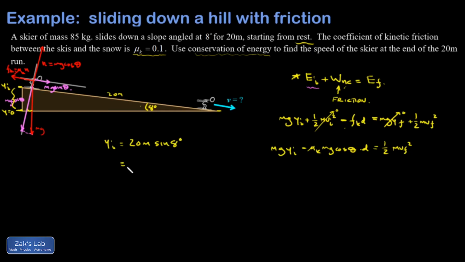And I'll get a decimal on that. And I get that it's 2.78 meters. And then I think I have everything I need to just wrap things up. Turns out the mass of the skier doesn't influence how fast they're going at the bottom. And I have 9.8, initial height of 2.78, coefficient of friction of 0.1, 9.8 again, cosine of 8 degrees, slide distance of 20 equals 1/2 v final squared.